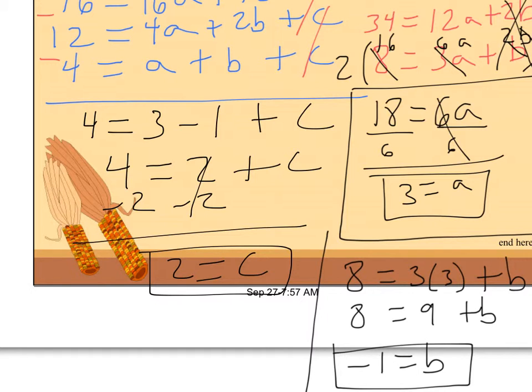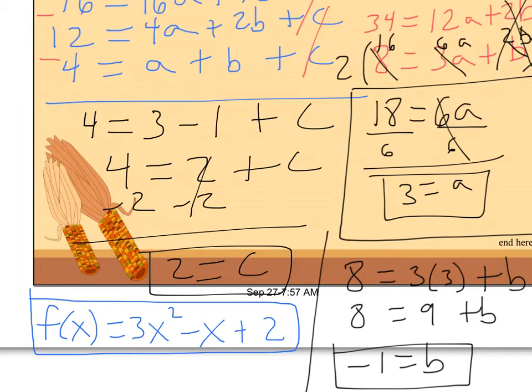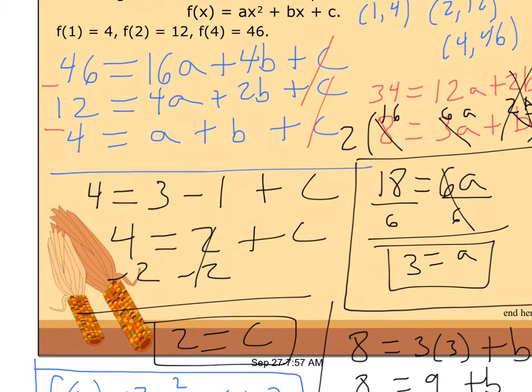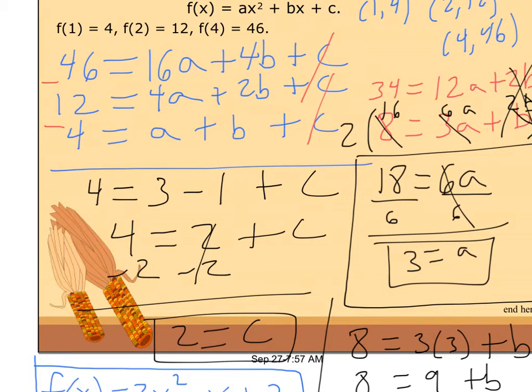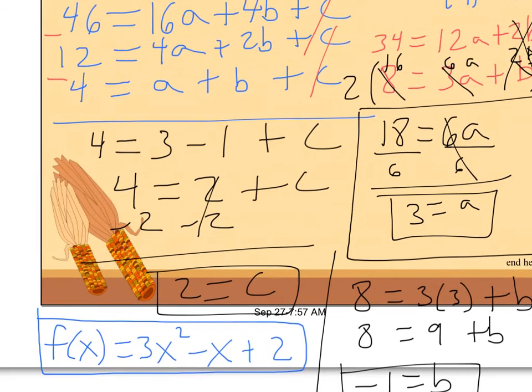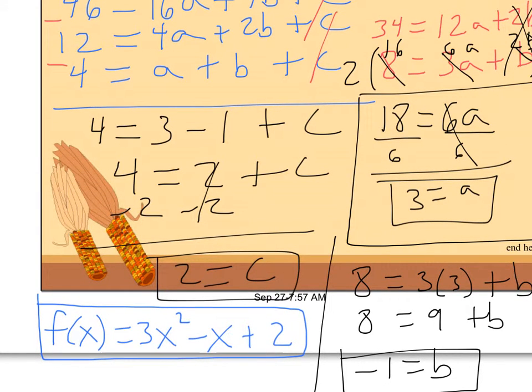But I have reached my conclusion here. This would be 3x squared minus x plus 2. Okay, this quadratic equation right there meets the criteria as all 3 of those points that were listed are solutions to that quadratic.